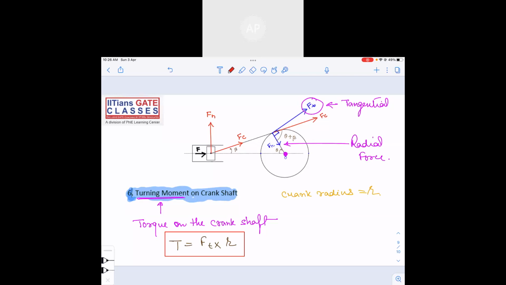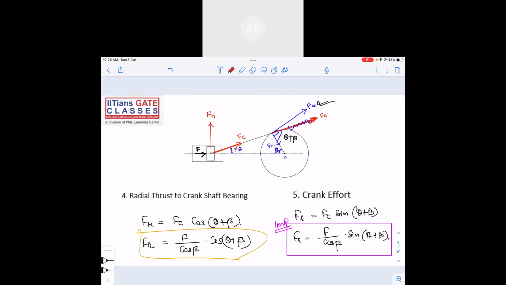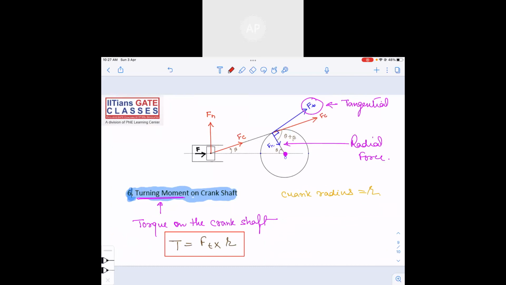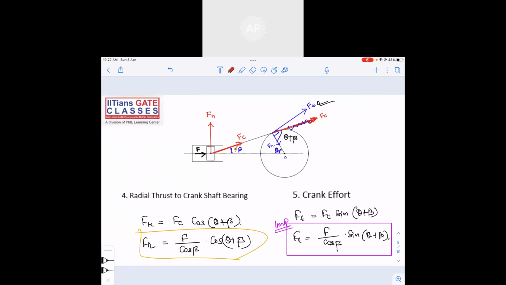Now the tangential force Ft is also known as crank effort. Will it be constant? Do you really think this is going to be constant, or is it going to vary with angle theta? You can see it very clearly from the formula. Ft is varying with angle theta.